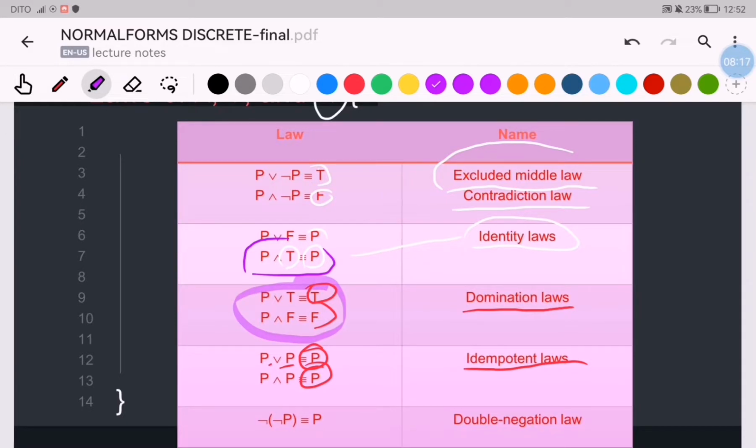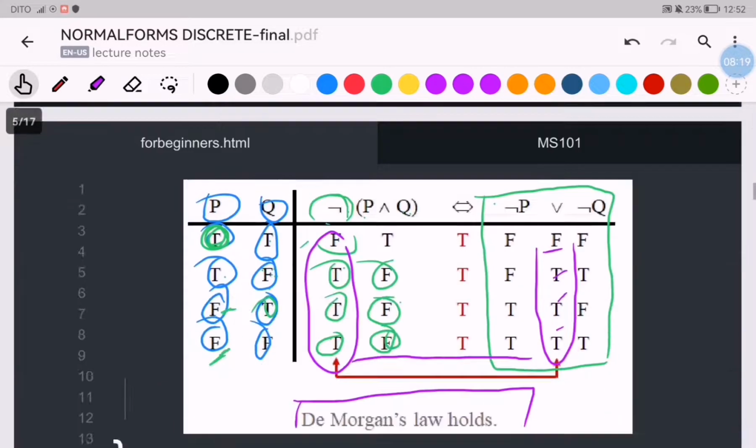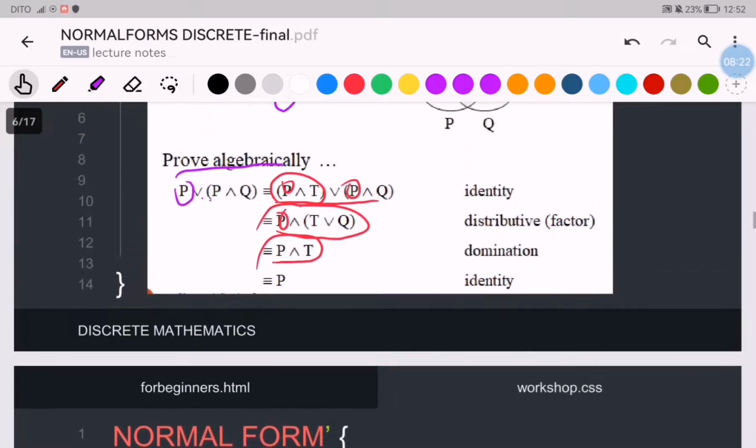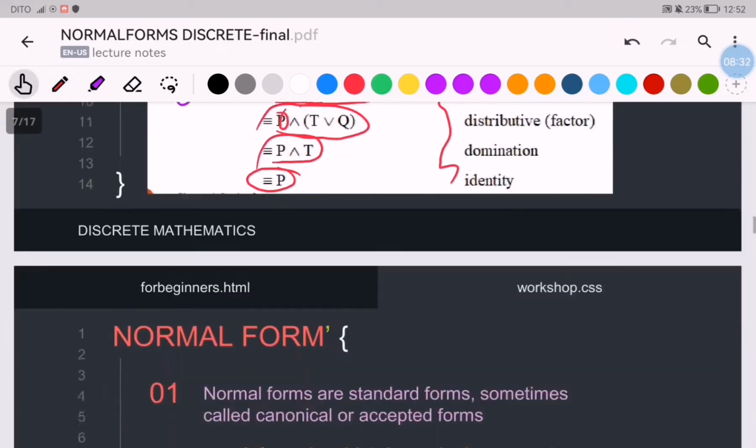Okay, balik tayo. Then, identity law. So, ito ang pattern niya na mag-solve. So, that's why, ito ang proof niya na equals to P. So, the next is the normal form.